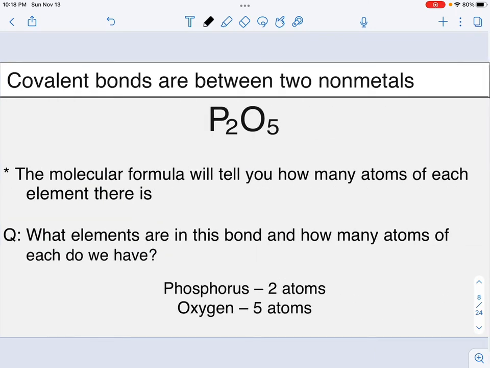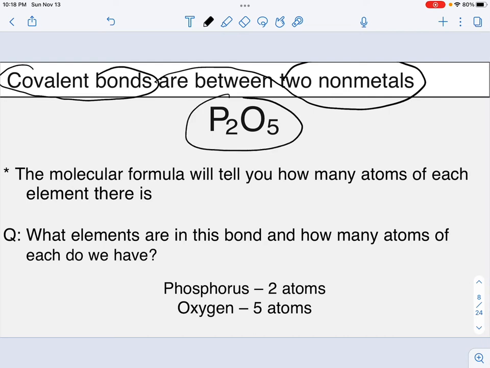So, quick review. Covalent bonds are between two nonmetals. I think that I've tried to establish this for several class periods now. So you have to understand that covalent bonds are between two nonmetals. Very, very important. Because when you're looking at a chemical compound formula like this, you need to be able to understand that these are two nonmetals, okay?